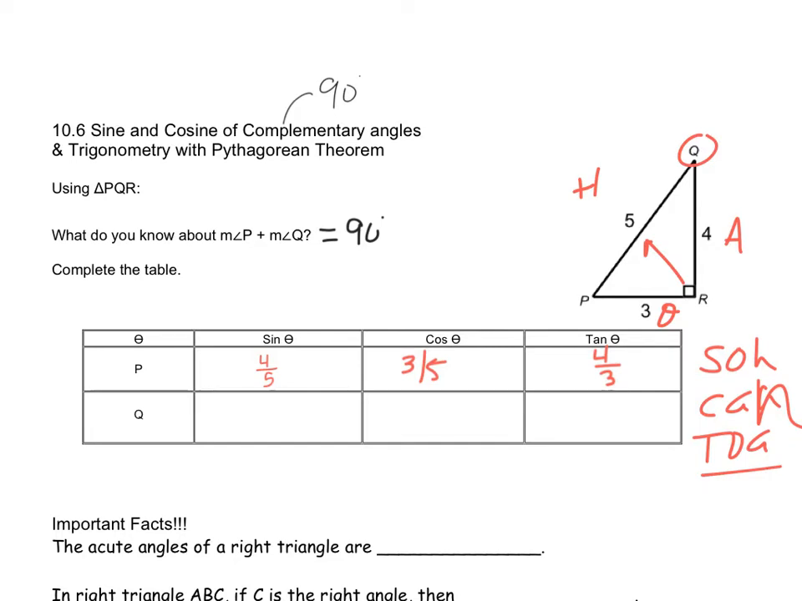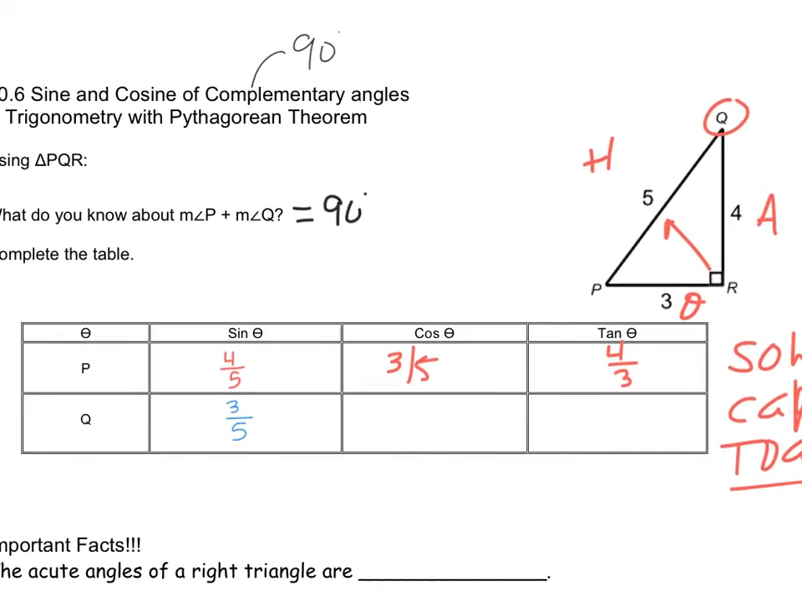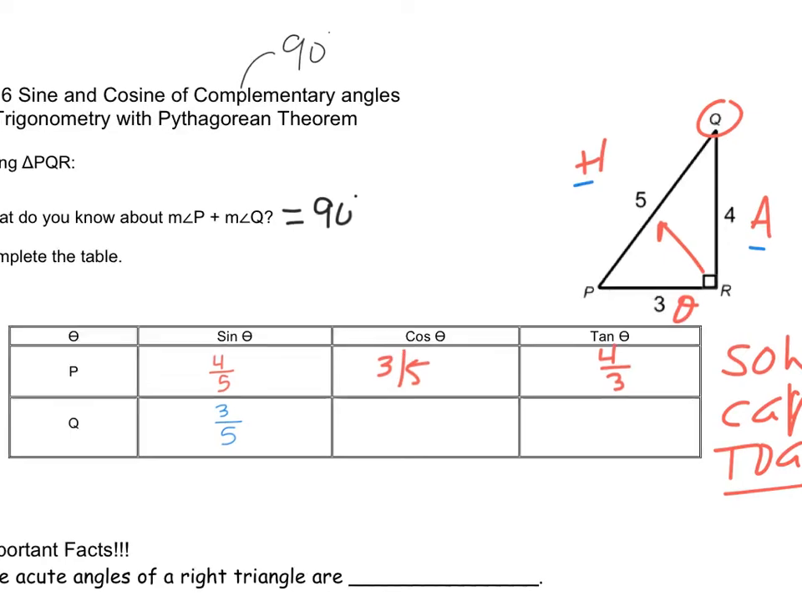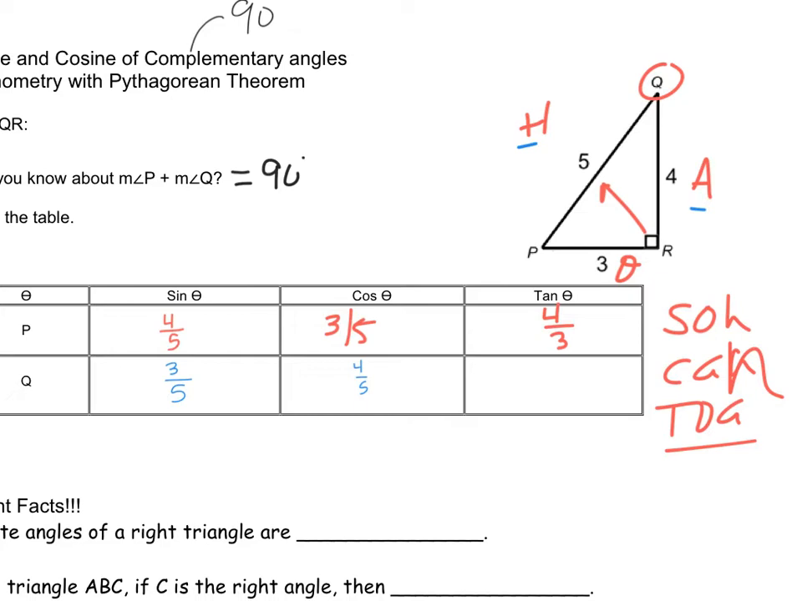So now we do our sine of Q, which is our opposite over our hypotenuse. So in this case, it is 3 over 5. I'm going to do these in blue, because 3 is our opposite and 5 is our hypotenuse. Cosine is adjacent over hypotenuse, so 4 is my adjacent, 5 is my hypotenuse. So that means cosine of Q is 4 over 5. Okay, 4 over 5. And then last but not least, tangent of Q is my opposite over my adjacent, so it's a 3 over 4.